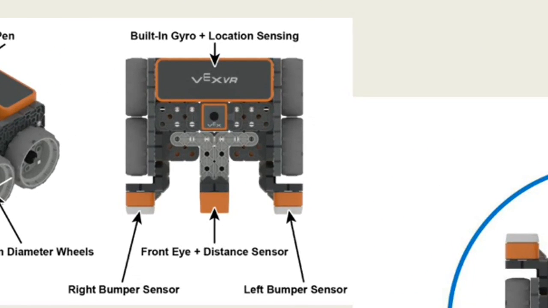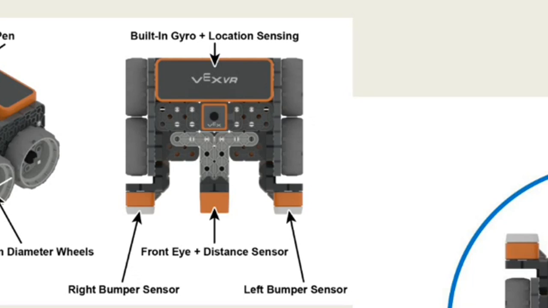Up on top, we have bumper sensors on both sides, both right and left. This is for when our robot hits something, those sensors automatically know what to do based on the programming that they have. They also have a front eye and a distance sensor that works with echolocation, similar to how dolphins and bats navigate. It contains a built-in gyroscope or gyro.